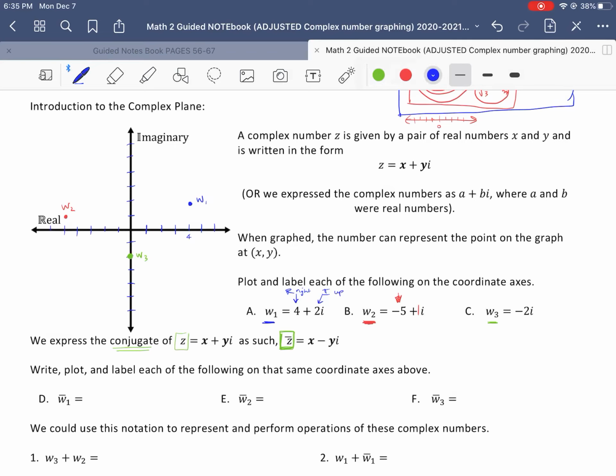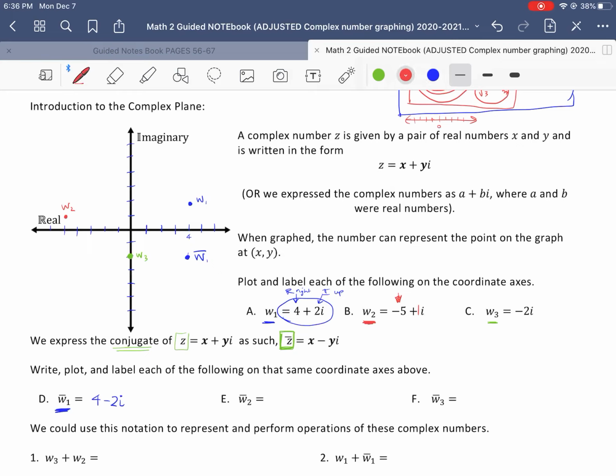So this first one that we have, I'm going to go back to blue because it relates to that one, is the conjugate of W1. So if W1 was right up here with 4 plus 2i, its conjugate would be 4 minus 2i. We just negate or change the sign of the imaginary piece. So if I want to graph that, again, it's going to go 4 in the real direction, and then this time it'll go down 2. So W1's conjugate, we put a bar above the top, would be represented there.